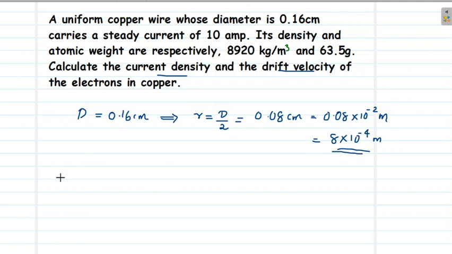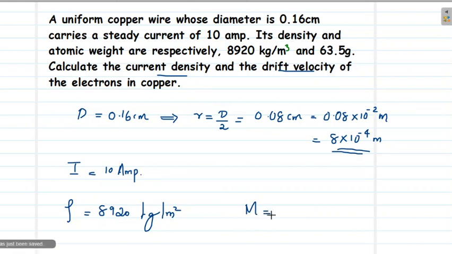And then we are also given with the current, so I equal to 10 ampere. Then we have the density, so let me write rho equal to 8920 kilogram per meter cube, and the atomic weight, which we call as m, atomic mass, is 63.5 gram. So we are given with density and mass in order to find the charge density n.